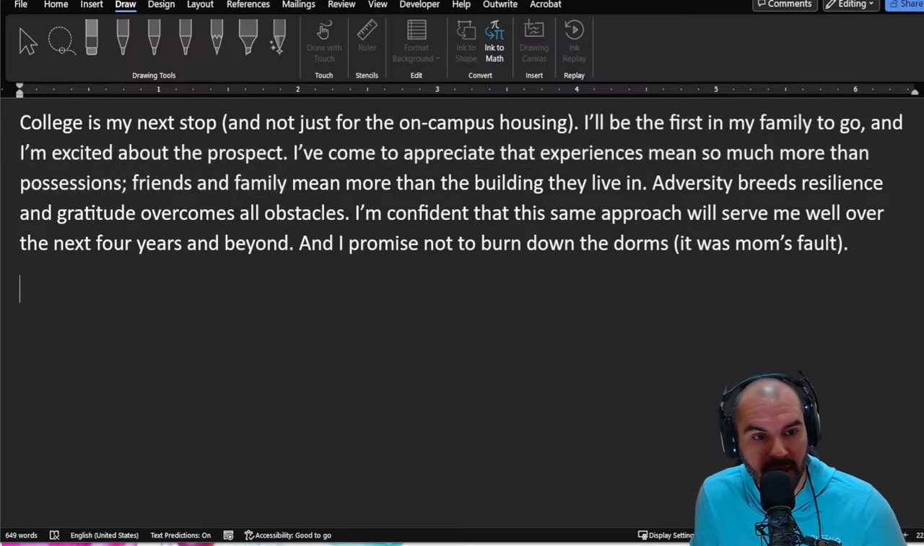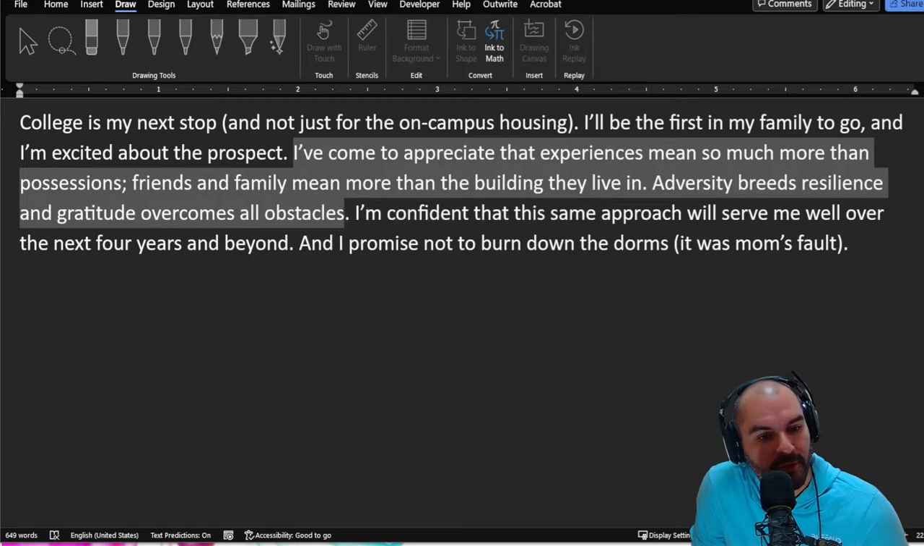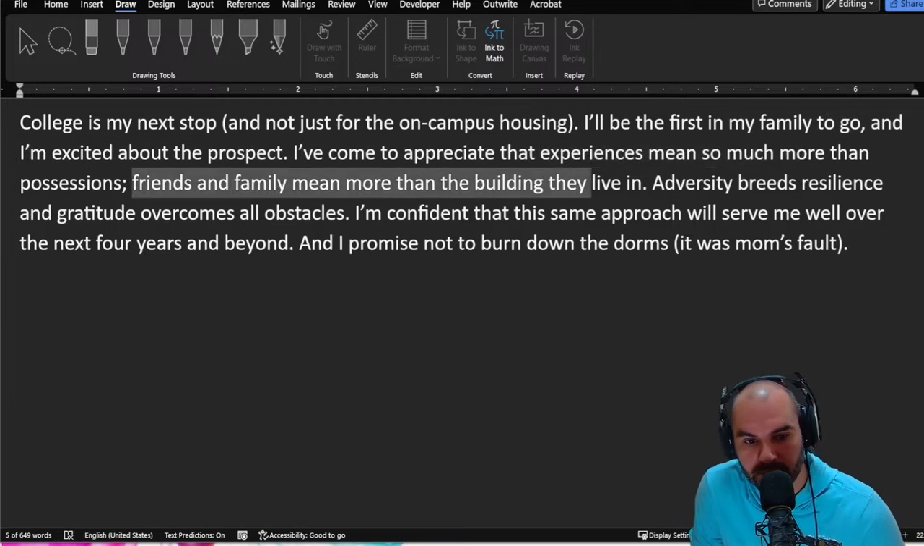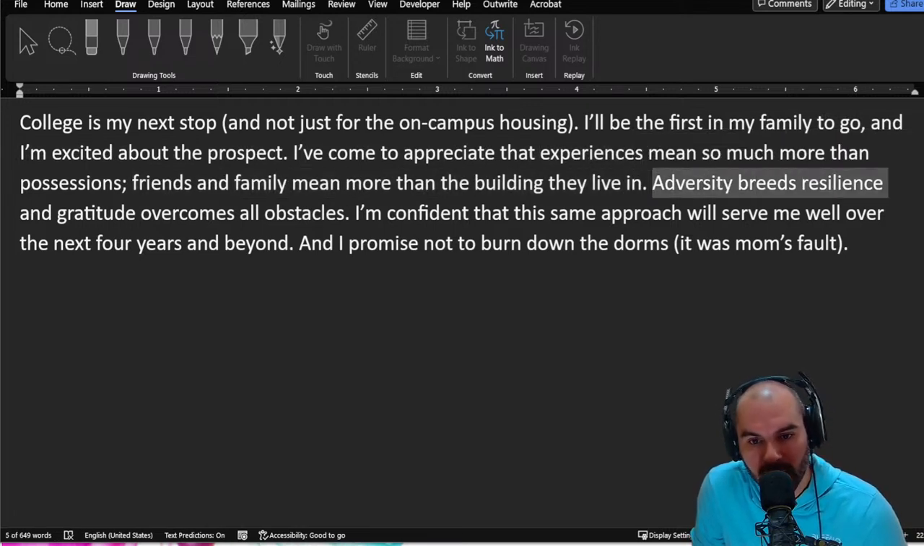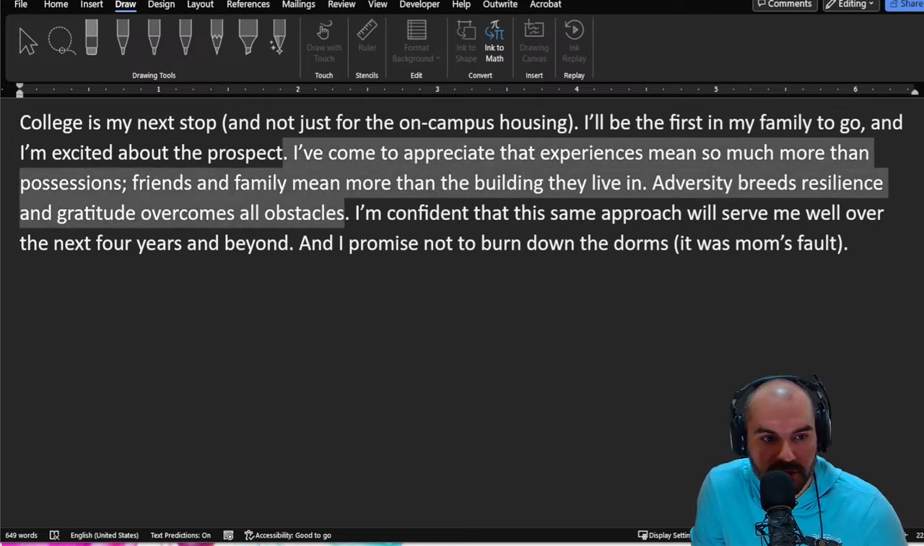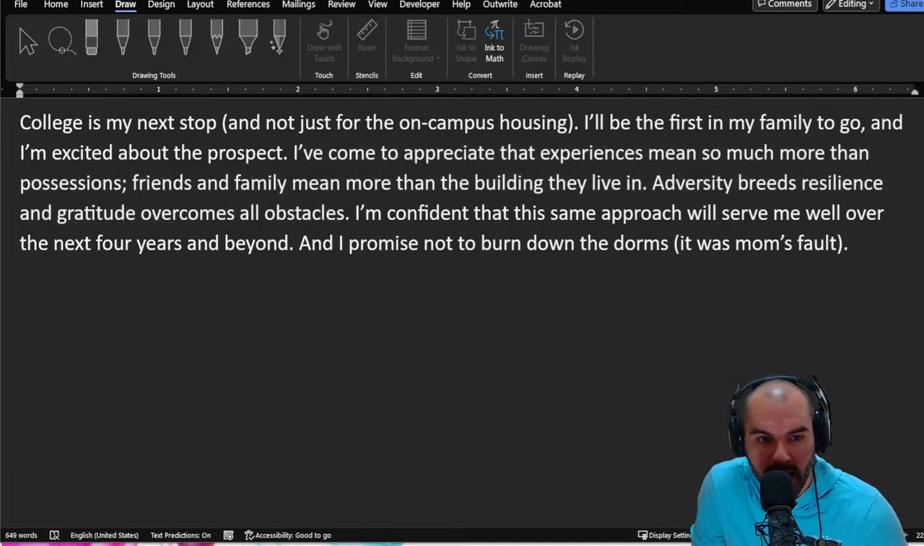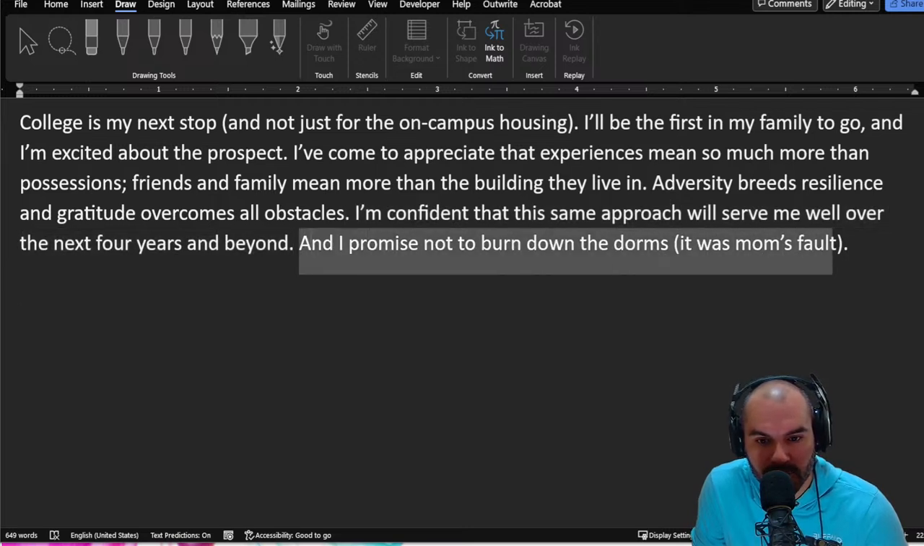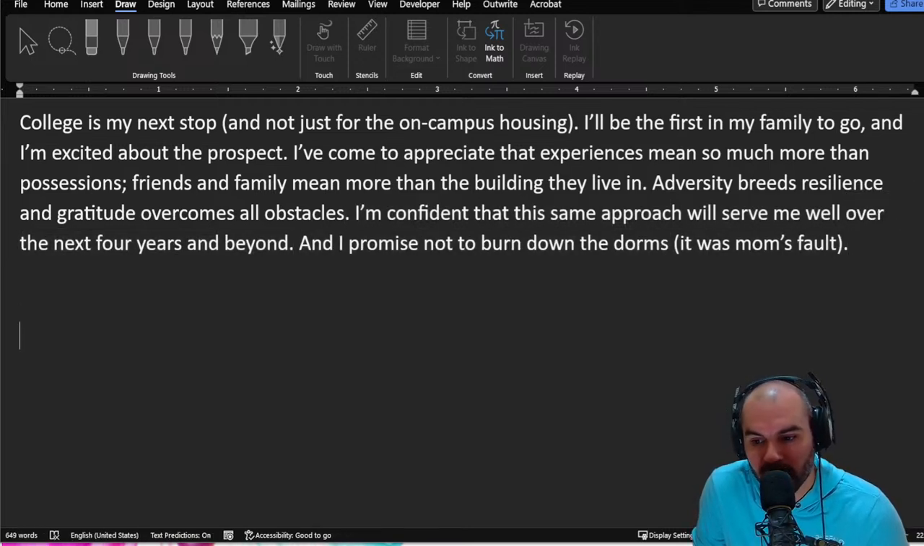And then I sort of summarized everything here in these two lines. This is just a summary of the last few paragraphs. I've come to appreciate that experiences mean so much more than possessions. Friends and family mean more than the building they live in. Adversity breeds resilience, and gratitude overcomes all obstacles. This is the summary of everything I've experienced here and what I've learned from it, and letting them know that I think this is going to help me out. And I also finish with a little joke because I think it's funny.